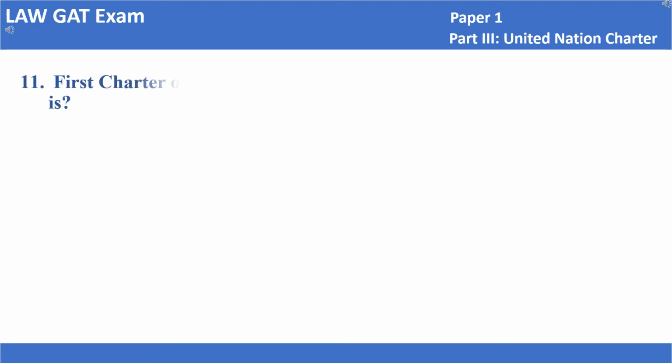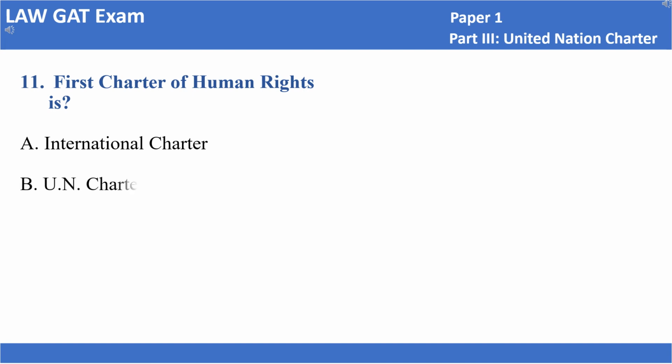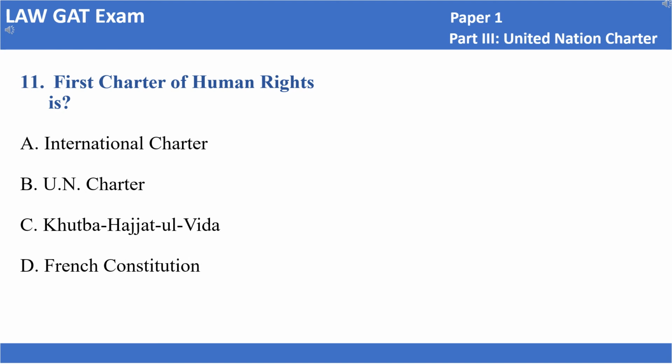First Charter of Human Rights is, option A International Charter, option B UN Charter, option C Khutbah Hajjatul Wida, or is it option D French Constitution? The correct answer is option C Khutbah Hajjatul Wida.